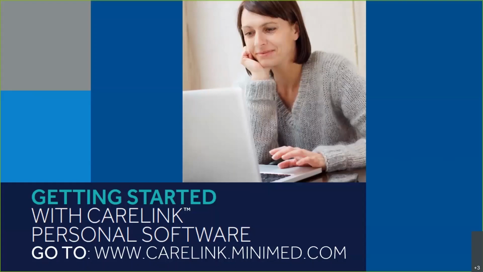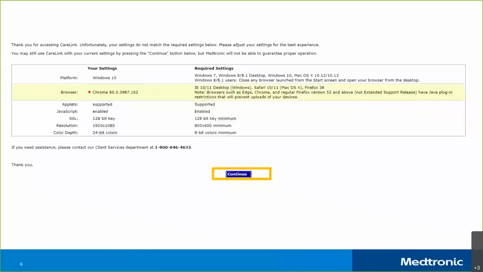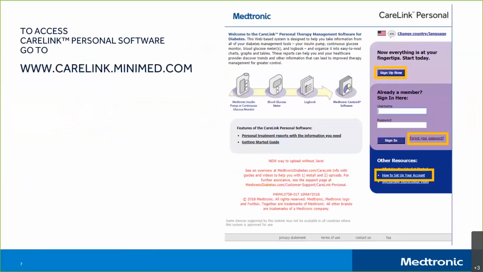To access CareLink personal software and upload your pump information, you need to go to this website, www.carelink.minimed.com. If you try to access CareLink personal software from an unsupported browser or operating system, you might see a message like this pop up before you enter the website. You can click the blue Continue button at the bottom of the screen to continue. The CareLink personal software login page will look like this.